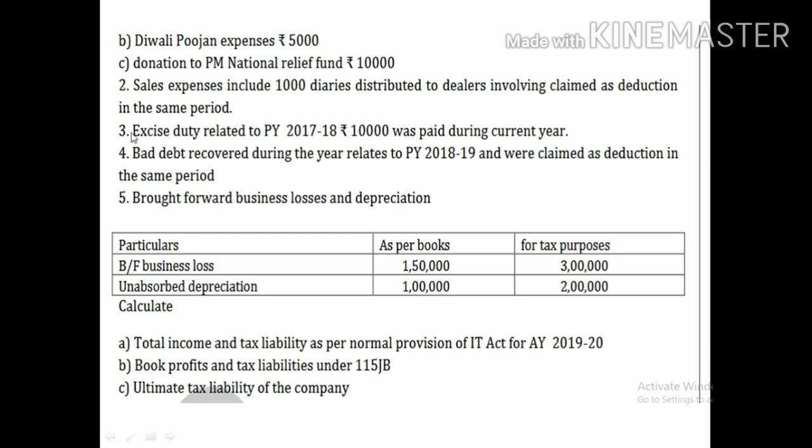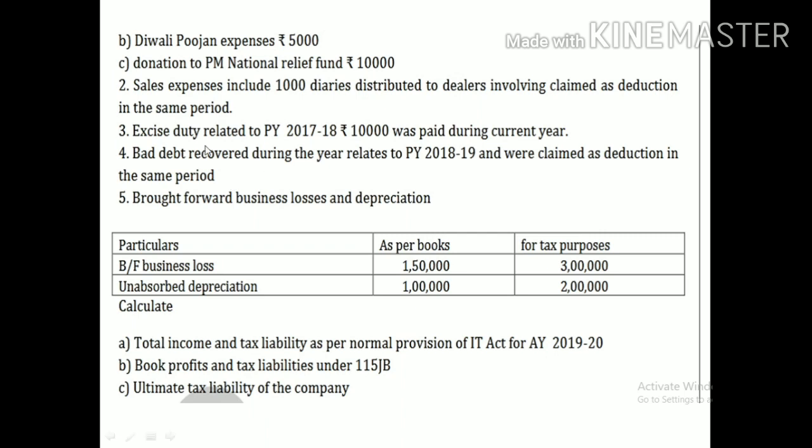Next one, the excess duty relating to the previous year 17-18, rupees 10,000, was paid during the year. It's a very important one. See, the previous year 2017-18, the outstanding duty paid in the current year. Okay, if any expenses paid in the current year is allowable only. Okay, but this expense is not yet debited. This excess duty not yet debited, so that it is allowable expenses.